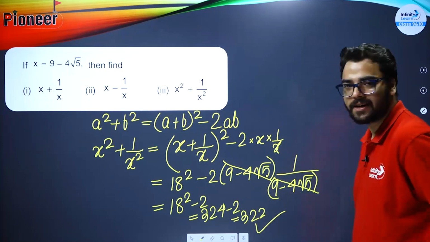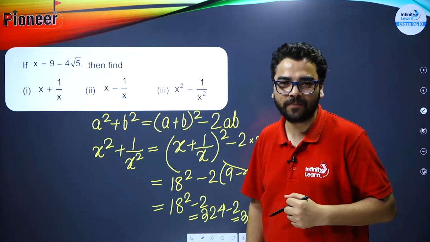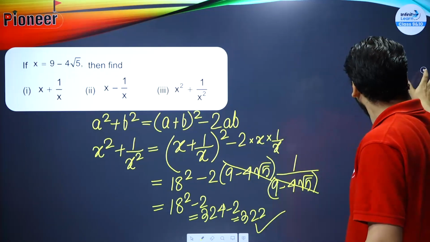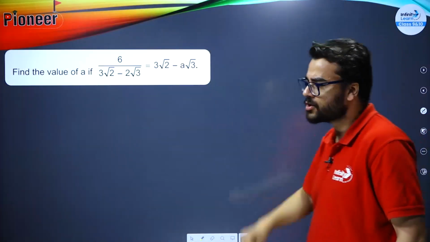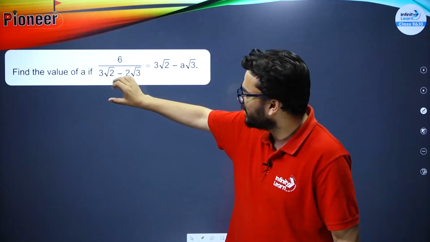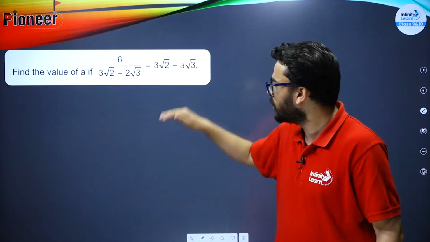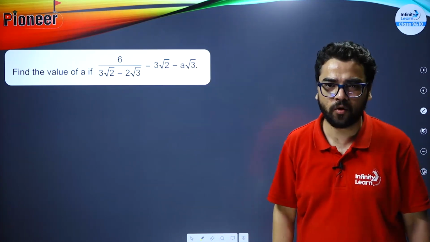I hope this thing is clear. So that is the answer in this case. I hope it is clear to you. So let's move on and let's try to do one more question over here. We have to find the value of a if it is given that 6 upon 3 root 2 minus 2 root 3 is equal to 3 root 2 minus a root 3 over here.